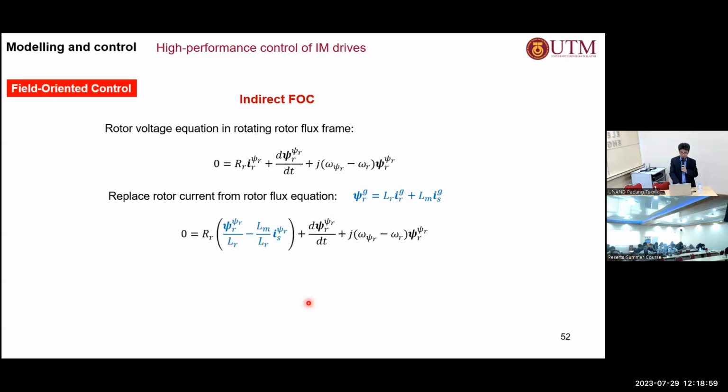Well, we have to go back to the rotor voltage equations in the rotor flux reference frame. And again, I have to remove the rotor current in terms of the rotor flux here by using the rotor flux linkage equations. I remove that IR there, expressing it in terms of the rotor flux and the stator current. I will end up with that.